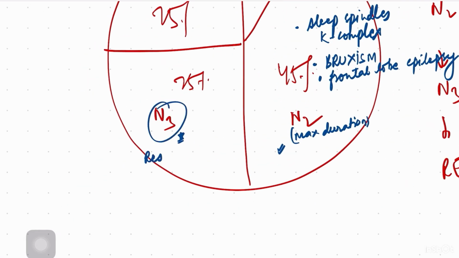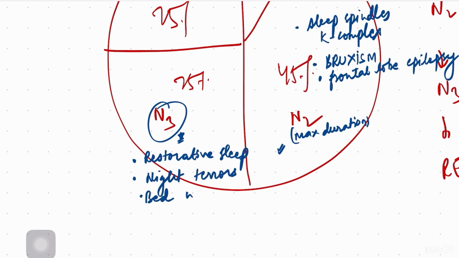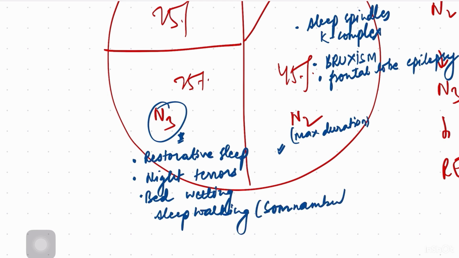N3, referred to as restorative sleep. Here you have night terrors. You have bedwetting, sleepwalking, which is also somnambulism. Okay? And N3 is called deep sleep.